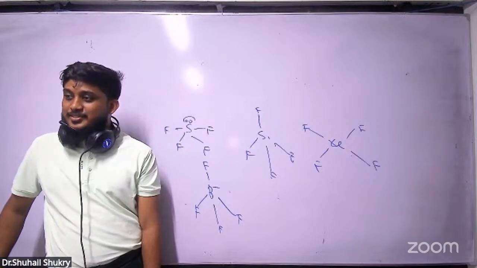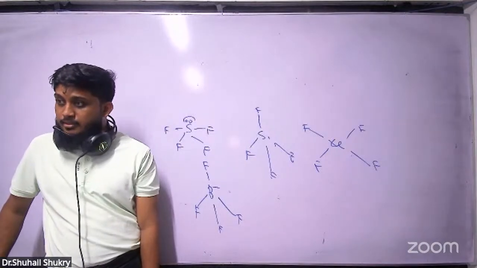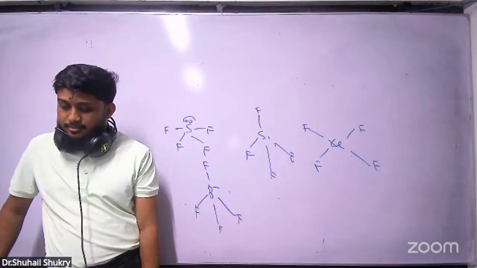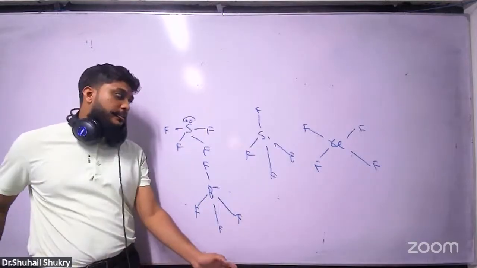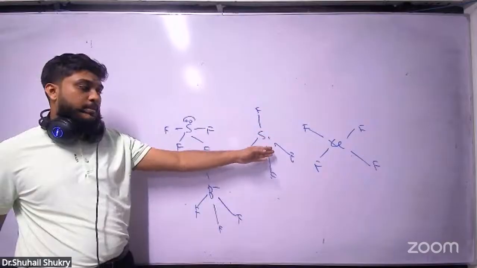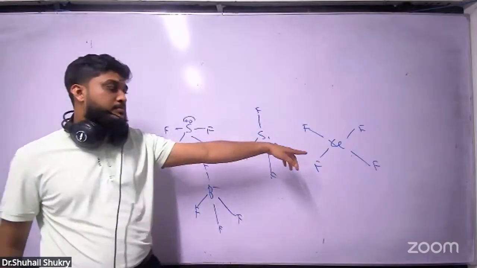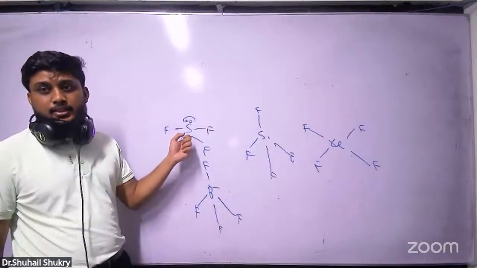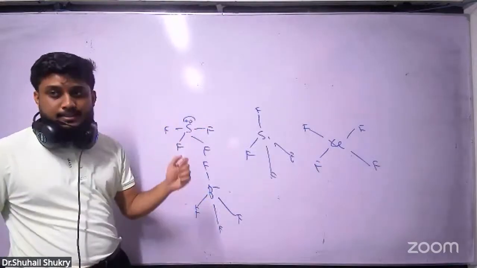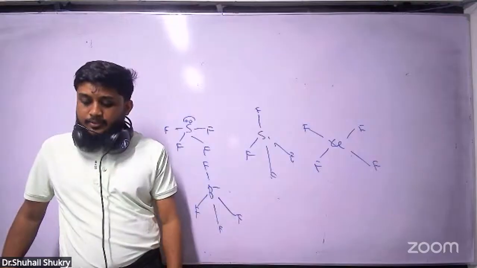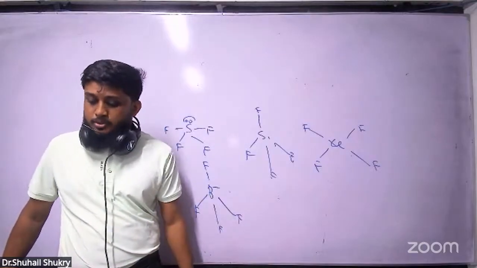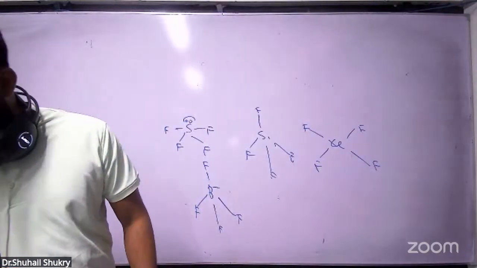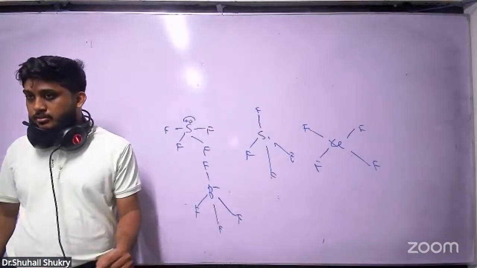So which one is the answer now? The answer is A. Why? Because in the tetrahedral ones all the bond angles are the same, 109.5. In SF4 one is 90 degrees, another 109.5, and this side it is 180. So bond angles are different in SF4. Therefore, all the bonds are not equal.